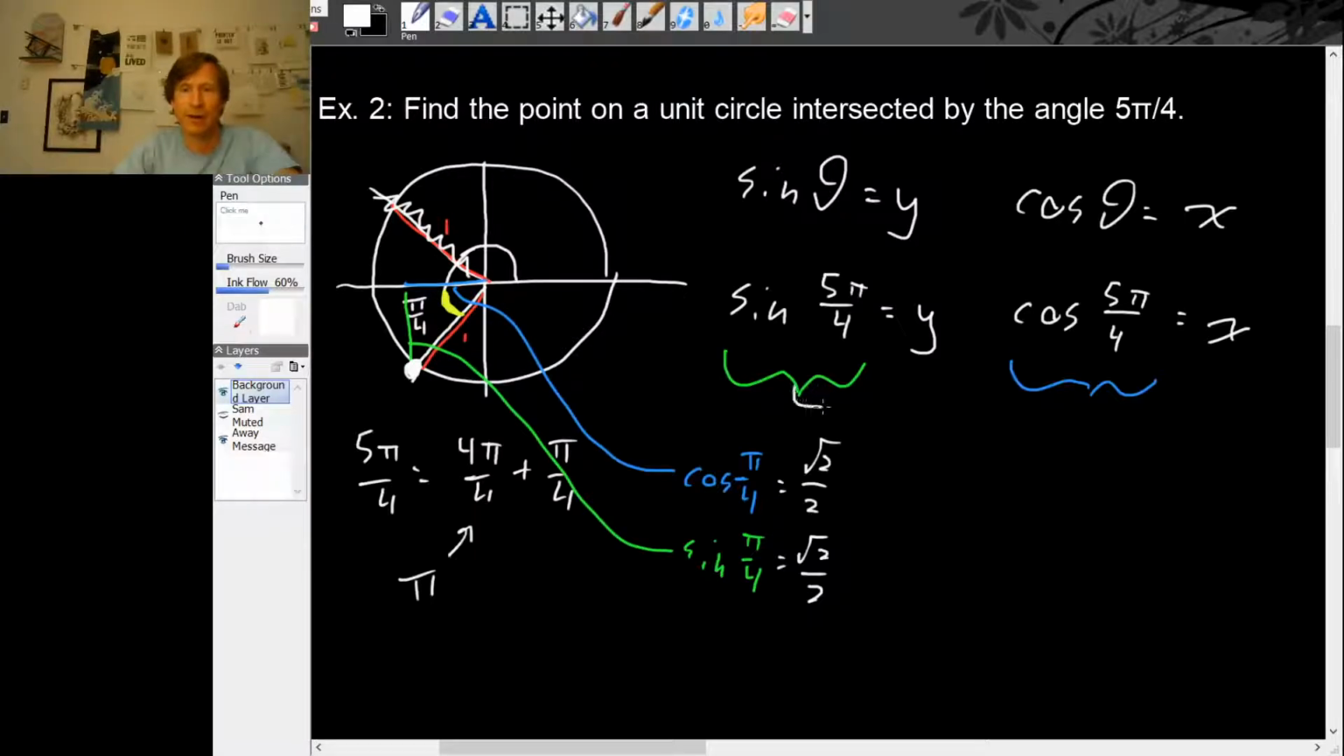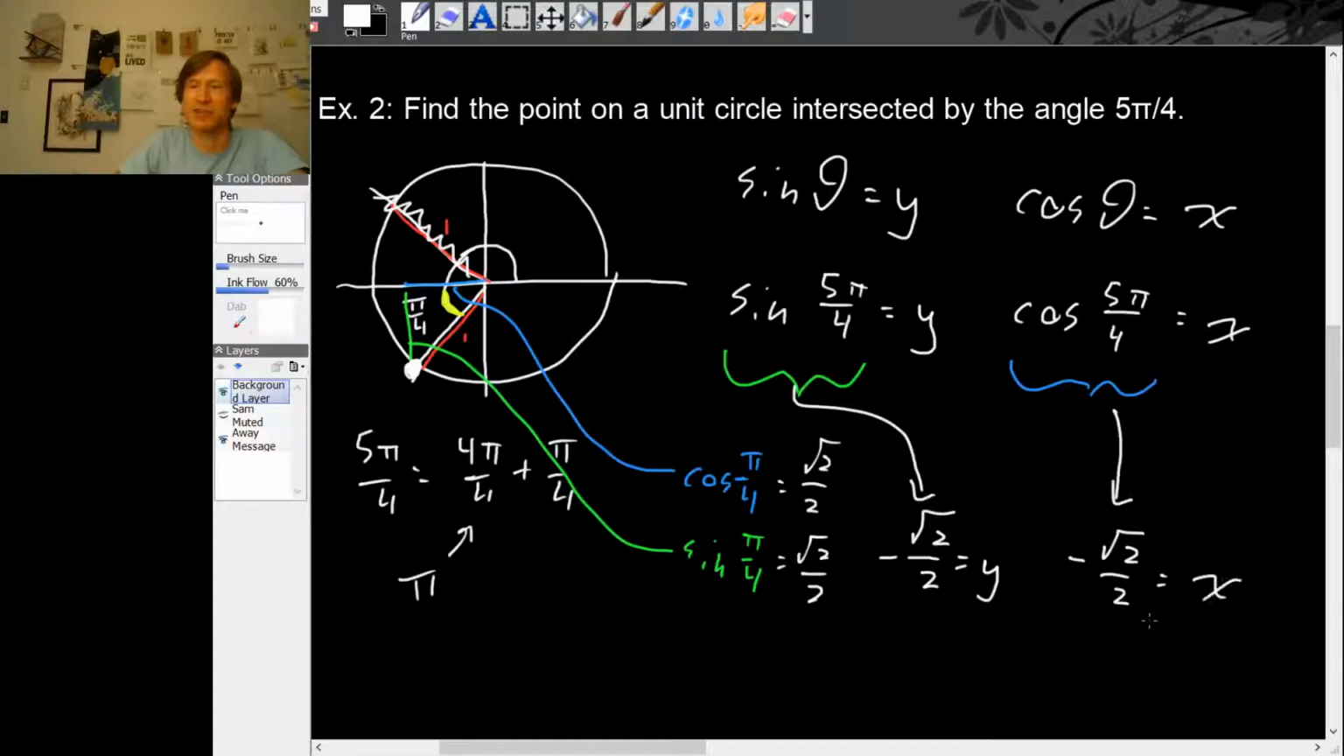So sine of 5 pi over 4 is, we know that it's plus or minus square root of 2 over 2, but because of the quadrant we're in, we know it has to be negative. So that y value is negative. By the same token, cosine of 5 pi over 4, we know it's plus or minus square root of 2 over 2, but because of the quadrant we're in, it has to be negative. So that x-coordinate is minus square root of 2 over 2.